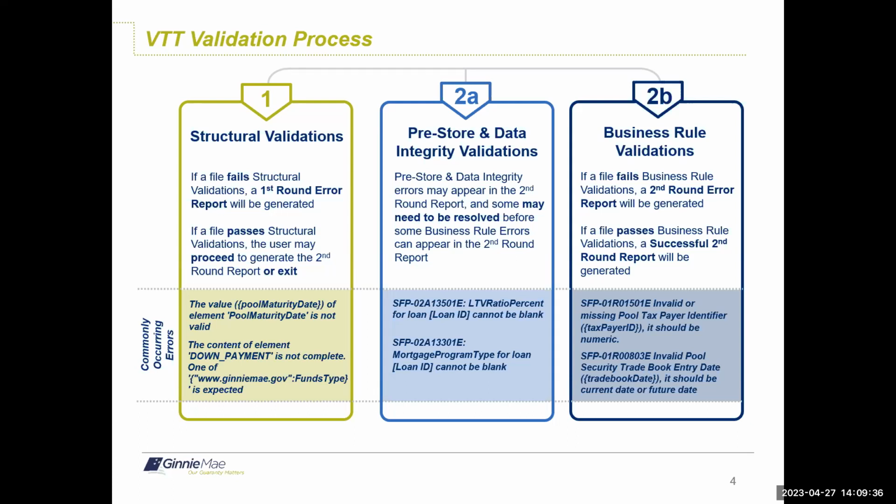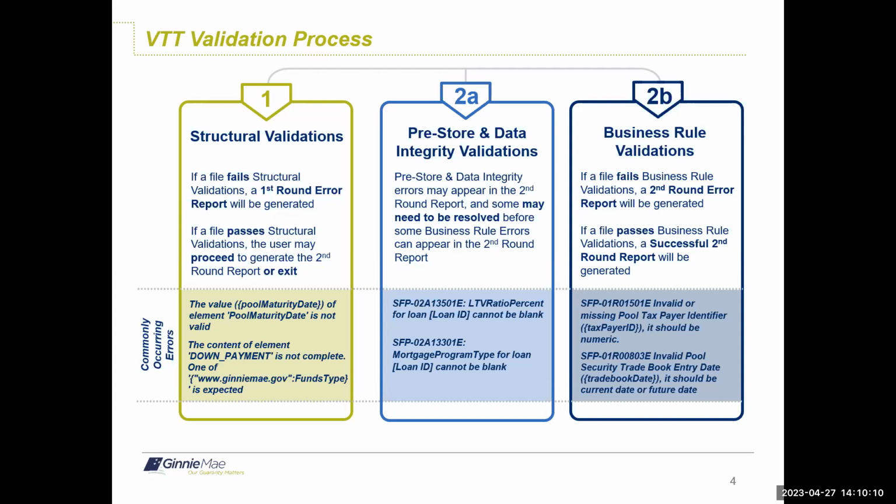So starting off sequentially here on the left with structural validations, these are checks to essentially make sure that the file submitted to the VTT adheres to the XML schema definition that we've established and have published as defining the PDD essentially. So when you go through that first round validation and your file is compared to that XML schema definition, if it doesn't meet those requirements, it will fail and you'll encounter a first round error report, which we'll see shortly in the demo after this slide.